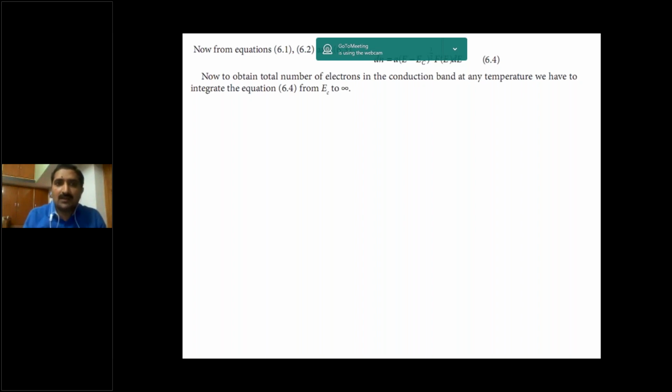Now, to obtain the total number of electrons in the conduction band at any temperature, we have to integrate the above equation from EC to plus infinity. Already I told you EC is the lowest conduction band energy. The conduction band is from EC to plus infinity, so the electron can be available in any of the energy states. That's why we are integrating from EC to plus infinity. So by integrating dN, n is equal to the integral from EC to plus infinity of A into (E minus EC) whole power 1 by 2 into 1 by 1 plus exponential of (E minus EF) by kT into dE.